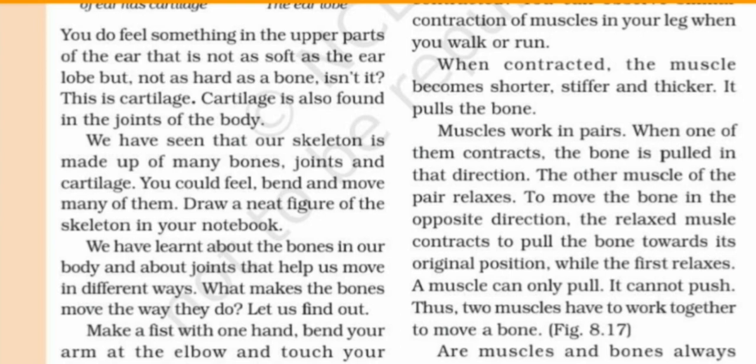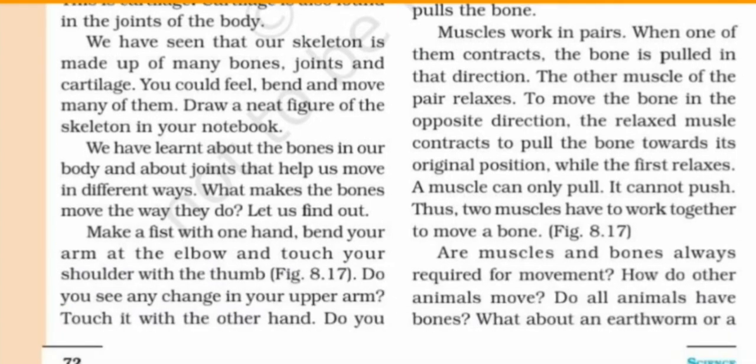When the upper muscle is pulled, the bone is pulled in that direction. The other muscle then relaxes. The muscle in the lower direction will be relaxed at that time. Afterwards, to move the bone in the opposite direction, the relaxed muscle will pull the bone towards its original position while the first one relaxes. So it works in a pair, you can see. When one contracts, the bone will move in one direction, and when the bone moves in the other direction, then the other one will contract, and the relaxed muscle will give the pull to the bone. In this way, the movement is possible.